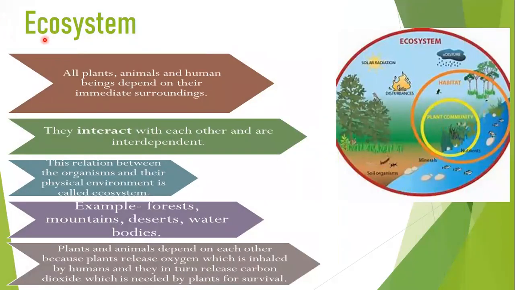Now we will learn about ecosystem. All plants and human beings depend on the immediate surroundings. They interact with each other and are interdependent. This relation between the organisms and their physical environment is called ecosystem. Examples are forests, mountains, deserts, and water bodies. Plants and animals depend on each other because plants release oxygen, which is inhaled by humans, and they in turn release carbon dioxide, which is needed by the plants for survival.